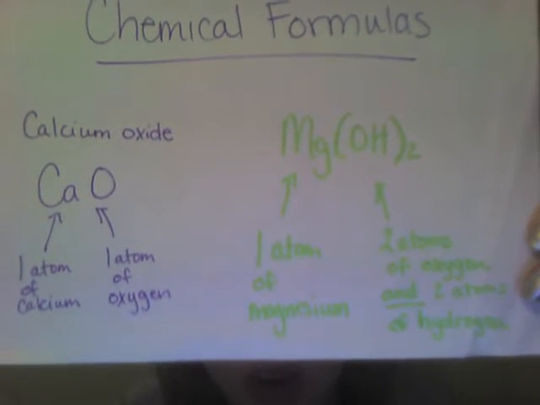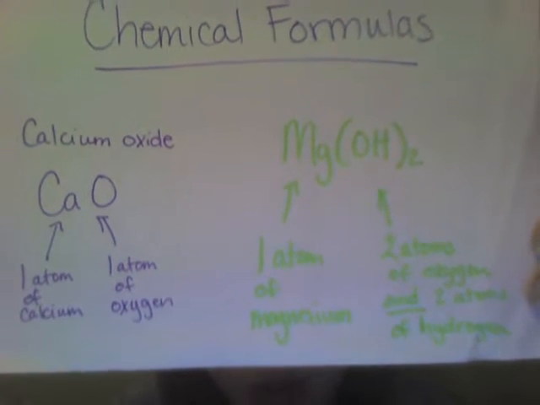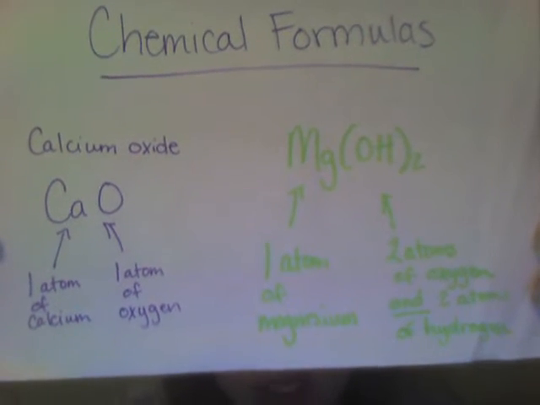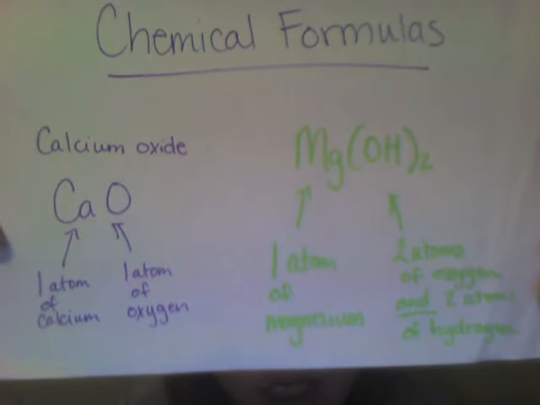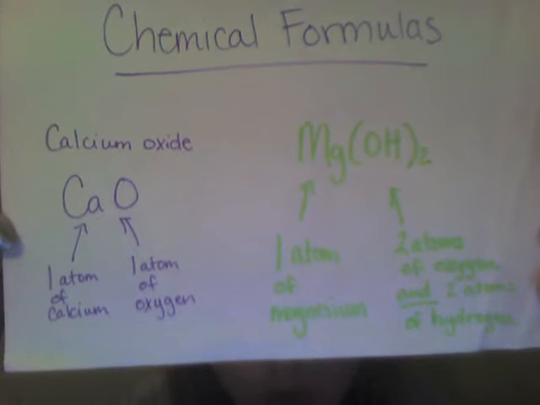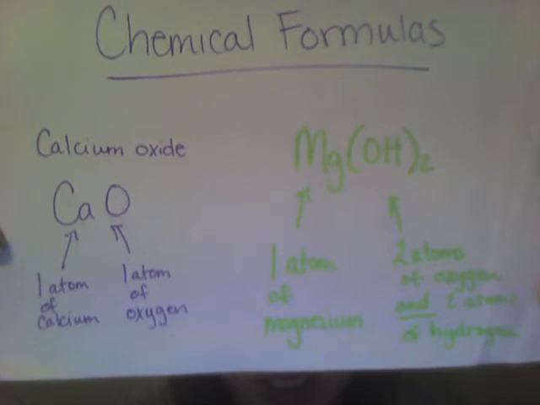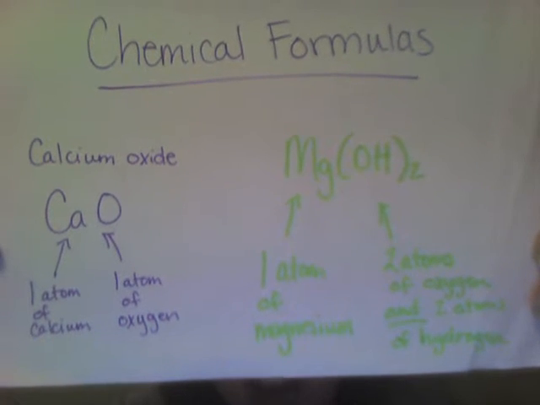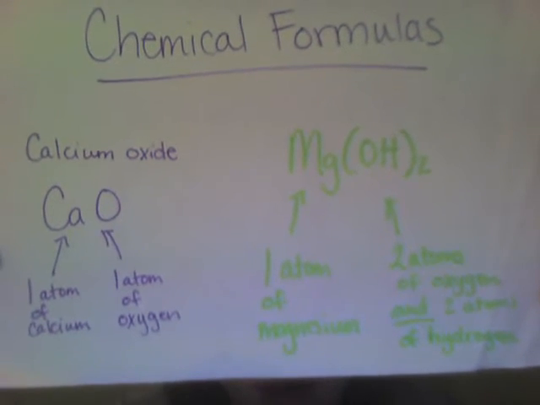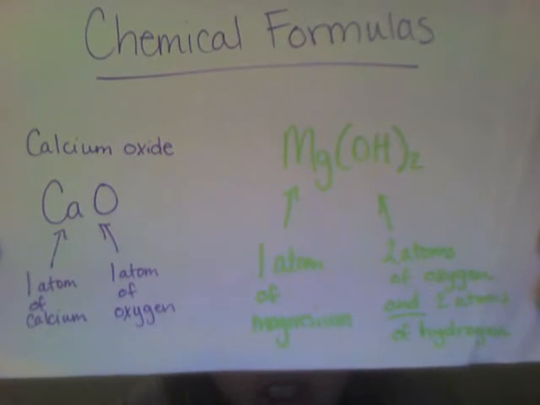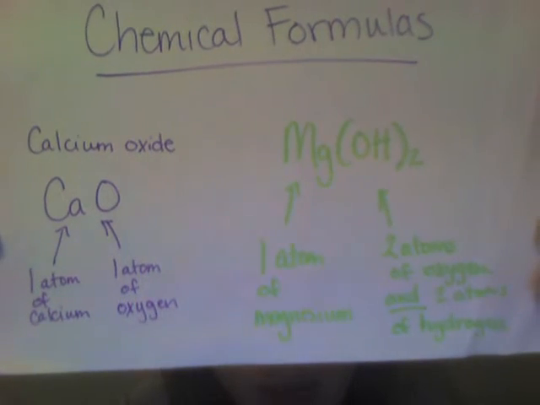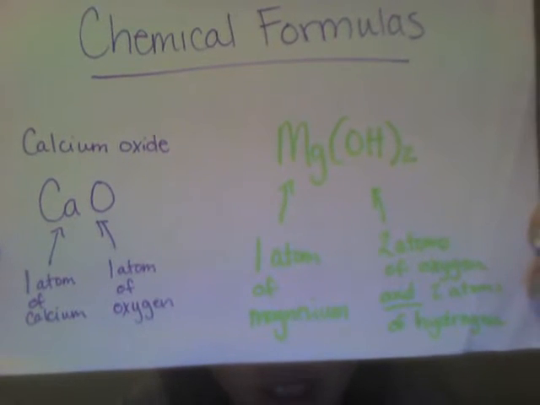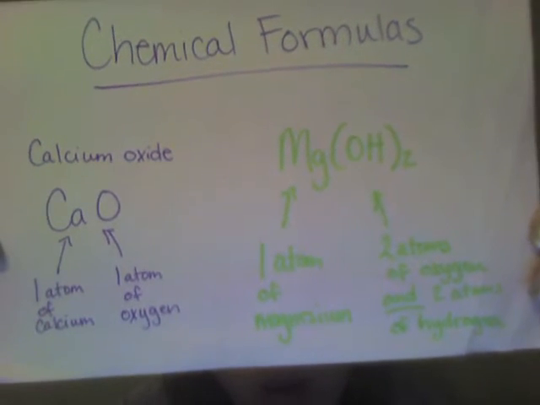That 2 is called a subscript. And that subscript tells me how many atoms are in those parentheses. Sometimes there aren't parentheses, but in this case there are. And so that 2 is applied to everything within the parentheses. And basically what it means is there are 2 atoms of oxygen and 2 atoms of hydrogen in that compound. So altogether in magnesium hydroxide, there's 1 atom of magnesium, 2 atoms of oxygen, and 2 atoms of hydrogen for a total of 5 atoms in that one single compound.